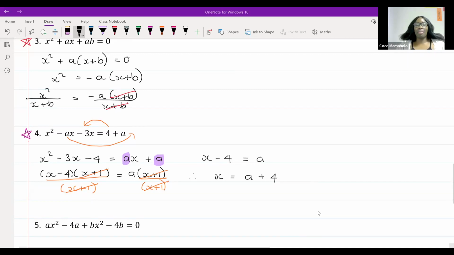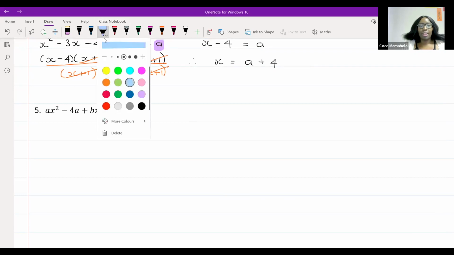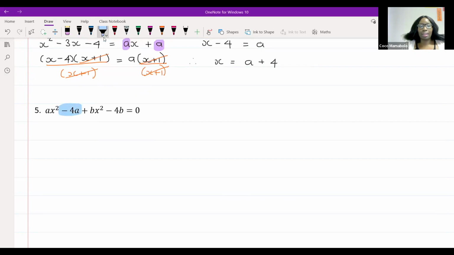Okay, let's look at number 5. I'm going to give you guys a hint on how to work out number 5. I want everything without an x on one side and everything with an x on one side. So what we're going to start by doing is take that thing and move them that side. Okay, start there.